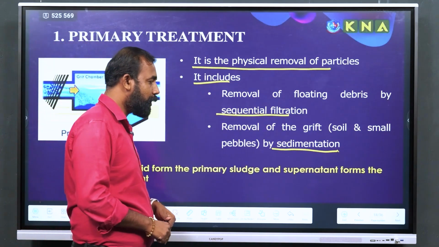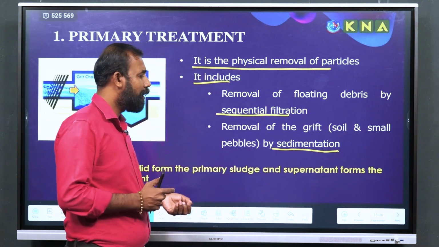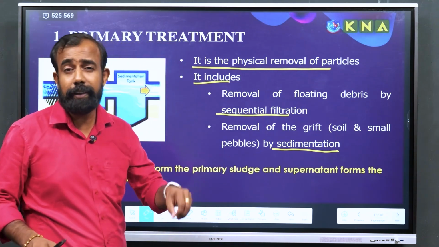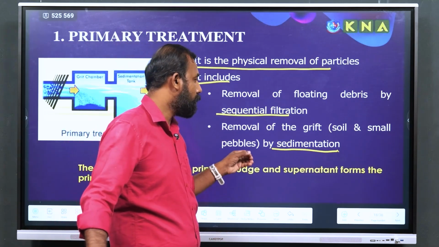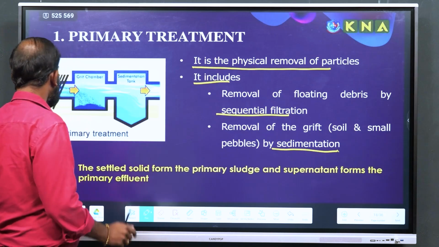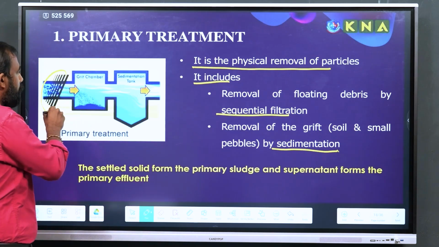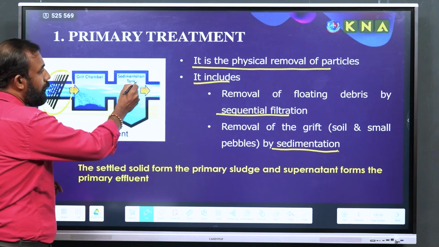Second one is sedimentation. After sequential filtration, some soil and small pebbles are still present in the water. So to remove these, the next step is called sedimentation. Okay, so this is the sequential filtration, and the second one is called sedimentation.